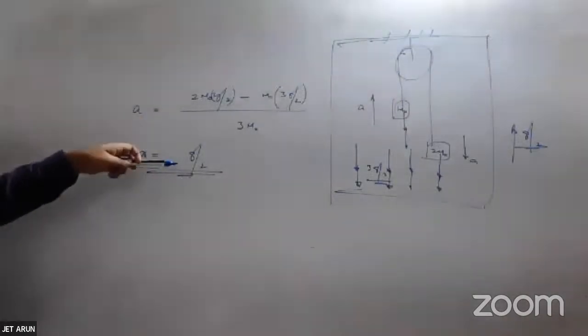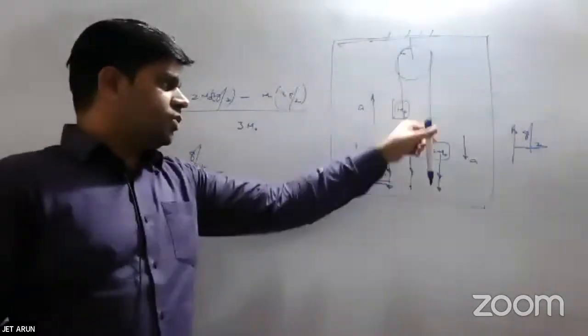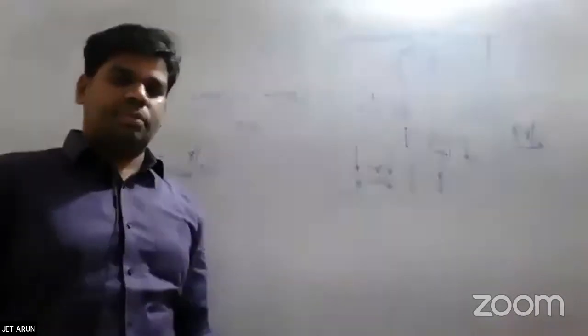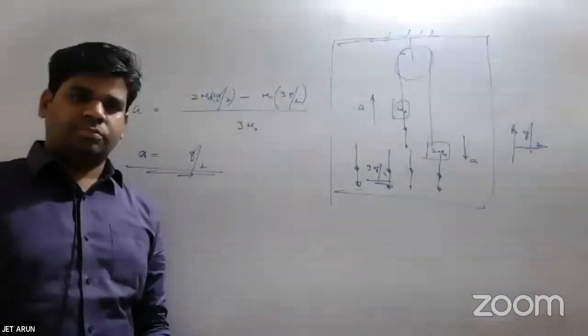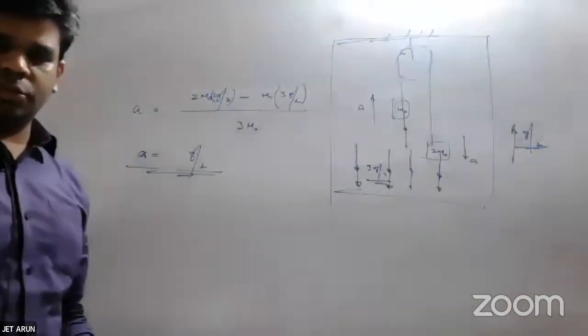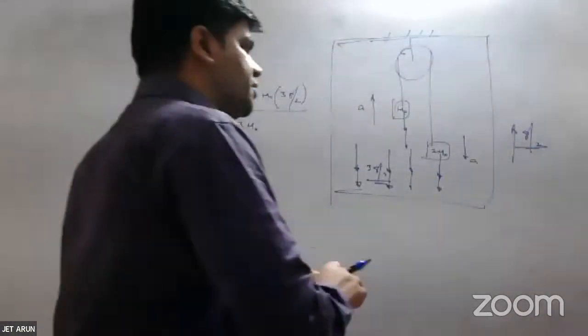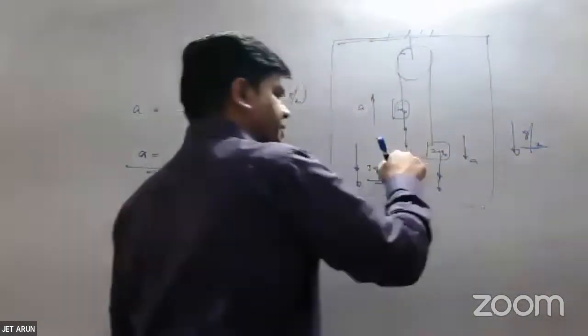Is it correct? From here to here, is it correct? All I did was 2m naught into effective g minus m naught into effective g, divided by total mass. Yes, sir, it is correct. G by 2. All right. Now let us say this is going down with g by 2. Now can you tell me what the acceleration of the particles with respect to the lift is?